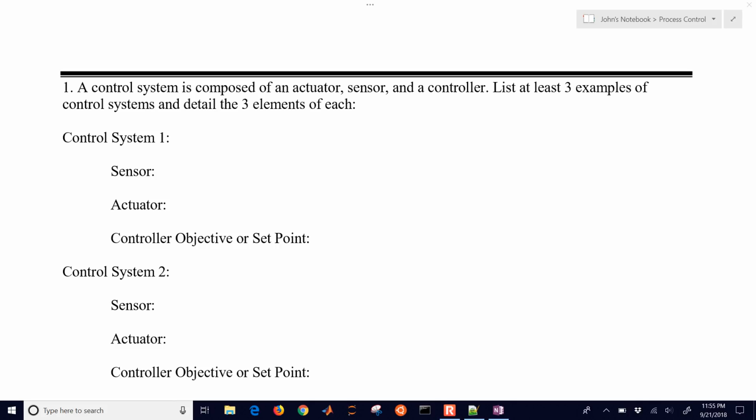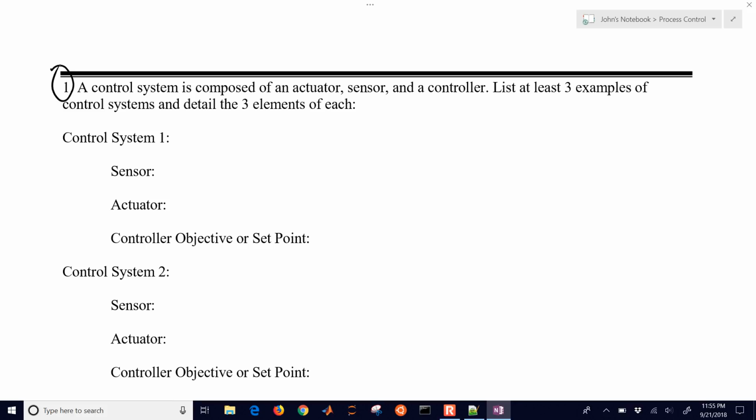This is an exam review for Process Dynamics and Control for Section 1 of the course on modeling. First question here is how to design a control system with an actuator, sensor, and controller. Lists at least 3 examples of control systems. In this case, these are feedback control systems, and detail the 3 elements of each.